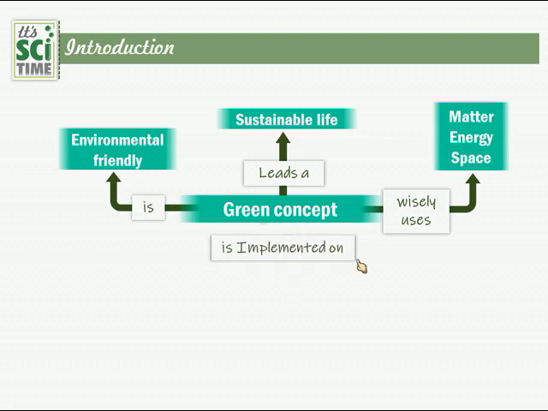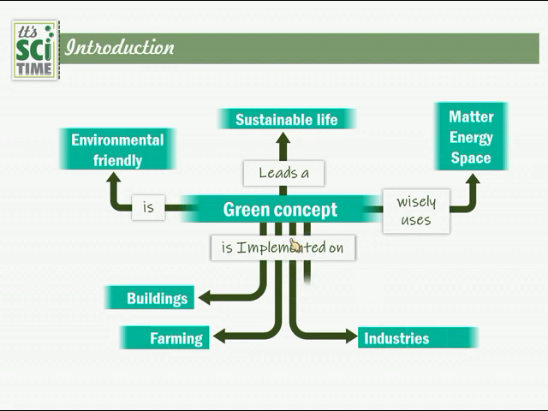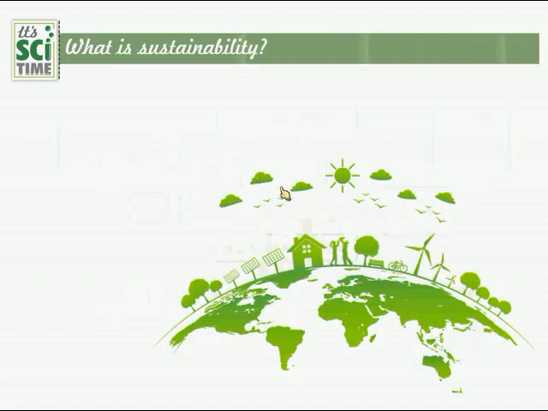And green concept can be applied in these things. It is implemented on one thing, building construction. Second, in farming or agriculture. Third, in industries. And the fourth one, in transportation. In these fields we can apply this green concept. And this concept map is given in your tute. I will publish the note later, then you can copy down the note also. Let's go to the next, the sustainability and living a green life.